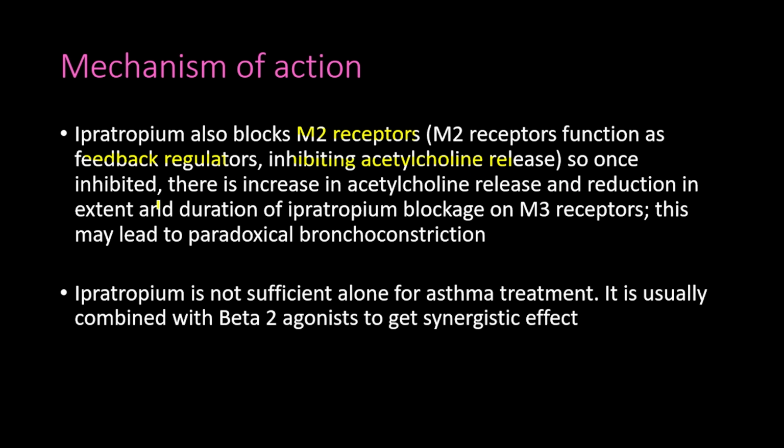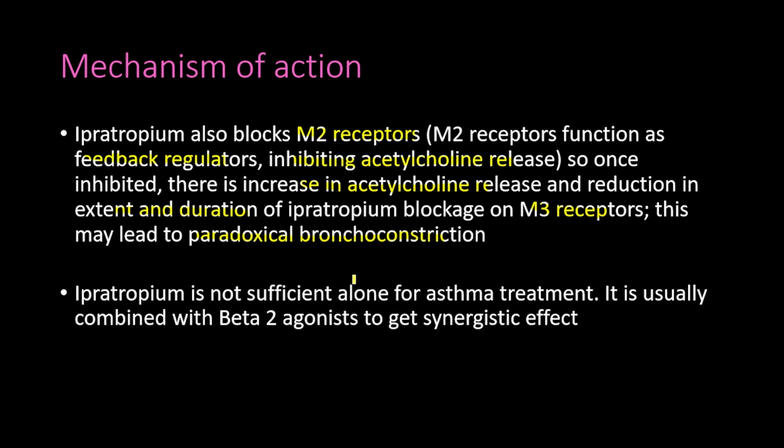So once they are inhibited, there is an increase in acetylcholine release and a reduction in the extent and duration of Ipratropium blockage on the M3 receptors. And this ultimately may lead to paradoxical bronchoconstriction, because sometimes once the feedback regulator is inhibited, there is a lot of acetylcholine that would end up in bronchoconstriction instead of bronchodilation.